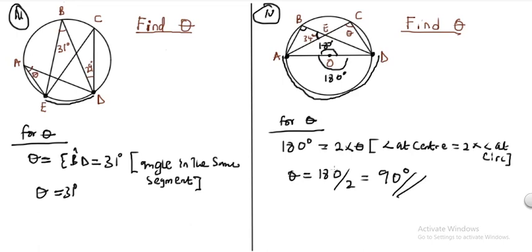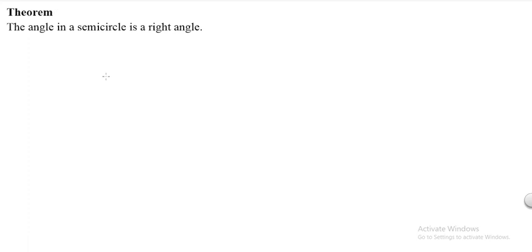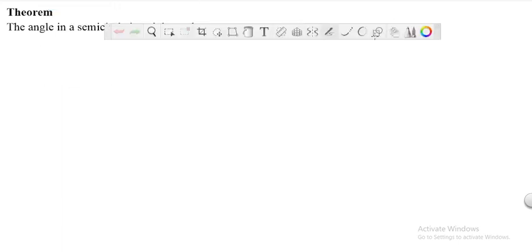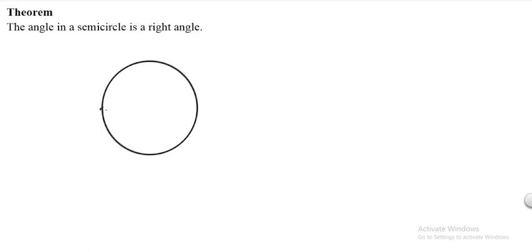So that's it for this particular theorem. Let's move on to the next theorem. For this theorem, we are told that angle in a semicircle is a right angle. Now what this translates to is simple. Say we have a circle and we divide the circle with a diameter, which subtends an angle instead of a regular chord. This diameter will subtend an angle here on the circle.